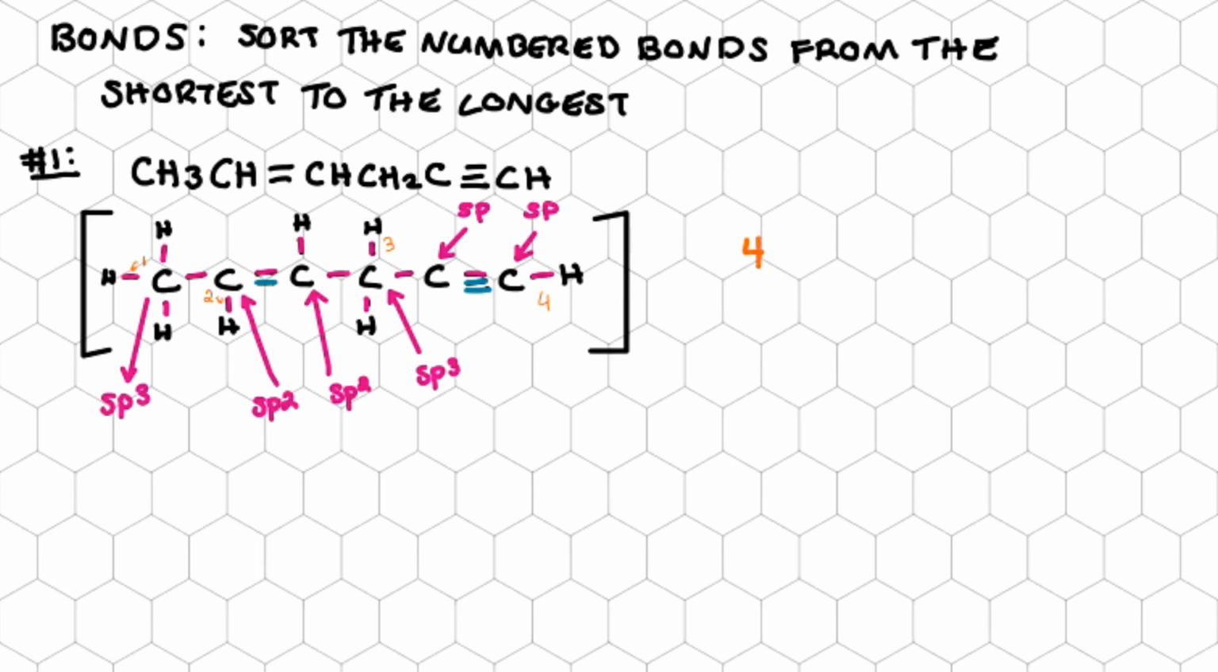Now we go with the number 2. As you see, the number 2 is a single bond between the hydrogen and the carbon. However, the carbon has a double bond with another carbon.